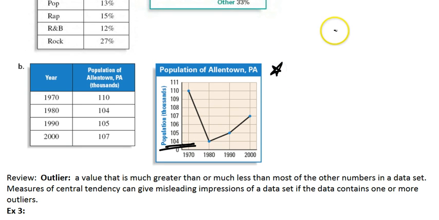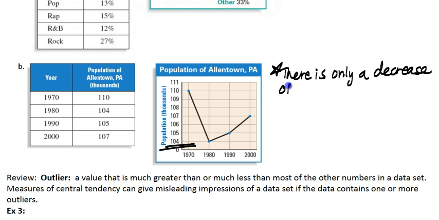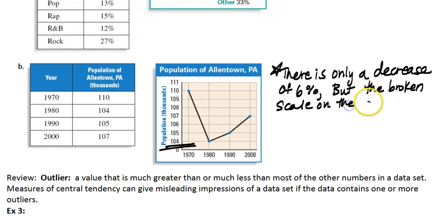So if I was going to write my answer to this, maybe I would say there is only a decrease of 6%, but the broken scale on the graph makes it look like a really big drop.